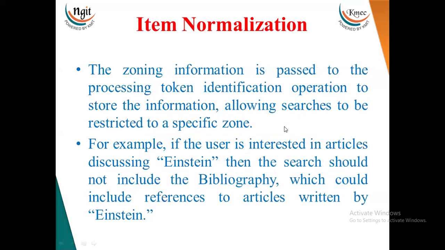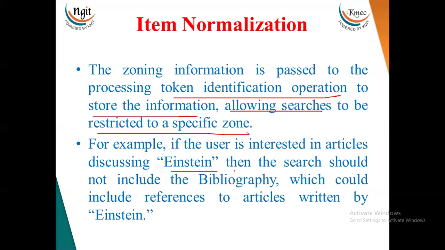Second process. Then the zoning information will be passed to the token identification operation, which stores the information and allows searches restricted to a specific zone. For example, if the user is interested in Einstein articles, then the search should not include a bibliography, which could include references to the article.